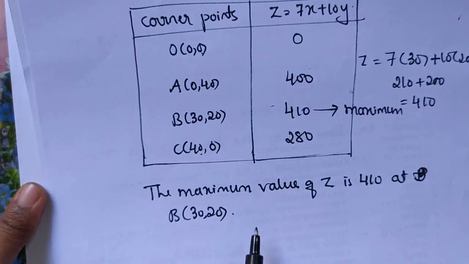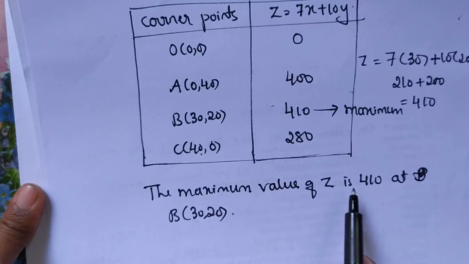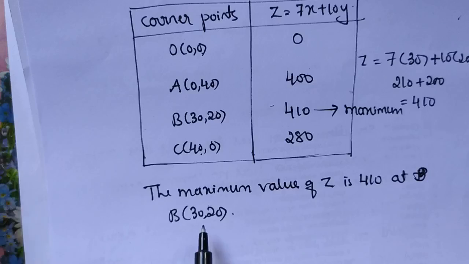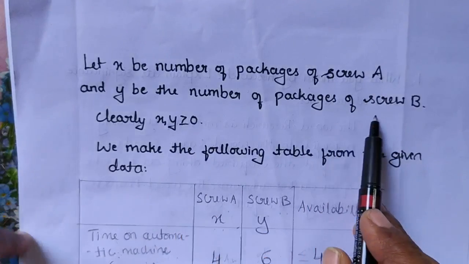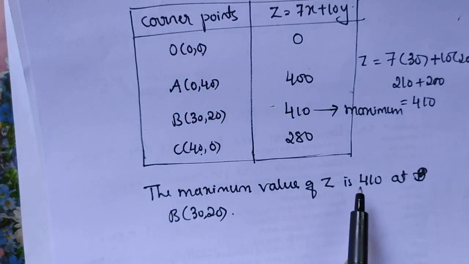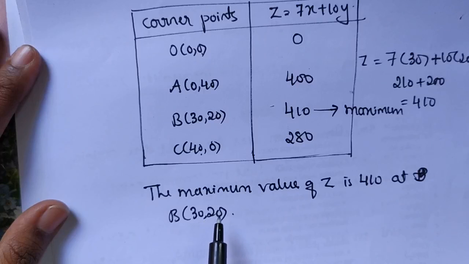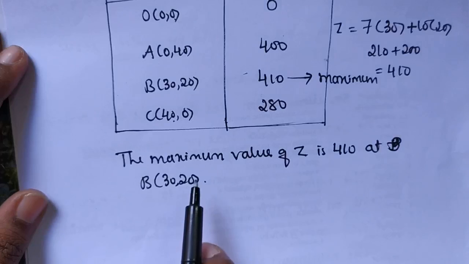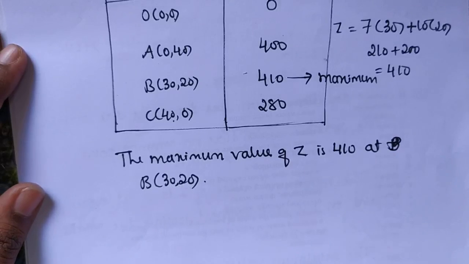But here we have to find the unknowns x and y at which the value of z is maximum. Here the value of z is maximum at 30 comma 20, that is when x is 30 and y is 20. We already know that x is the number of packages of screw A, y is the number of packages of screw B. So, z will be maximum when x is 30, meaning the number of packages of screw A is 30 and the number of packages of screw B is 20. Then we can conclude the same: z will be maximum when the factory manufactures and sells 30 packages of screw A and 20 packages of screw B.